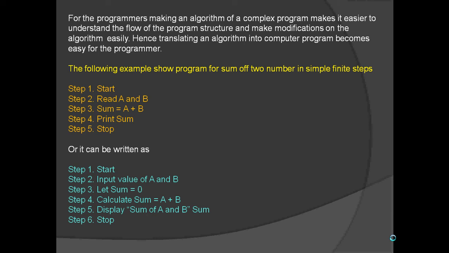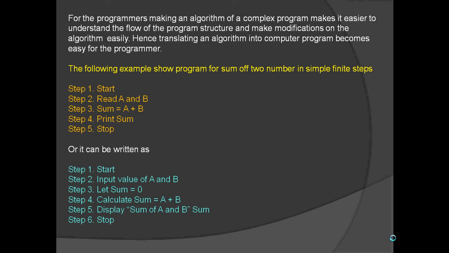So before making any changes on the actual source code, the programmer can make changes on the algorithm before the source code is even built. So any kind of error or any kind of modification that needs to be done can be done easily on the algorithm, because it is written in simple English words. Hence, translating an algorithm into computer programs becomes easy for the programmers.